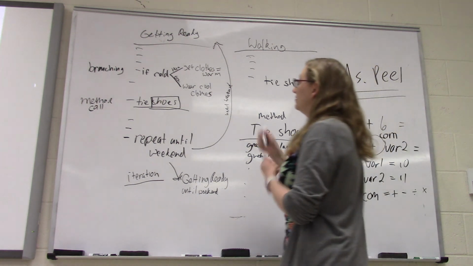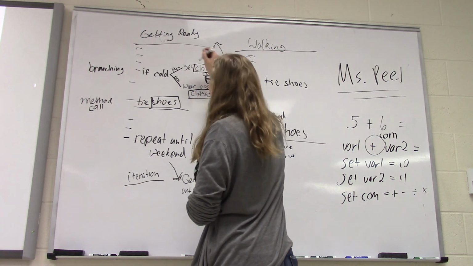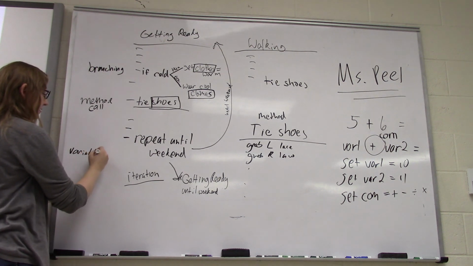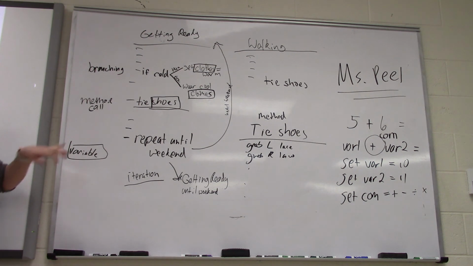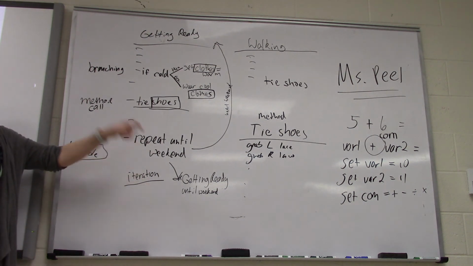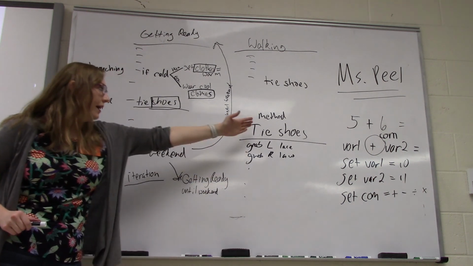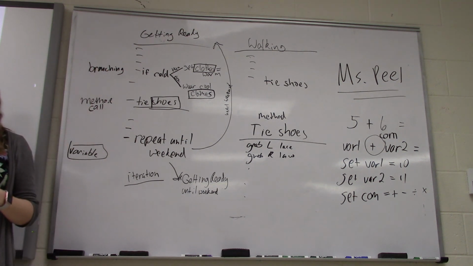Okay? So we'll just put squares around our variables here. So a variable then has the square around it. Alright, so we've got variables we just did. We've got our iteration with the repeating. We've got the call method and the method actually written out over here. And then we've got our branching in our getting ready algorithms. Any questions on any of this stuff?